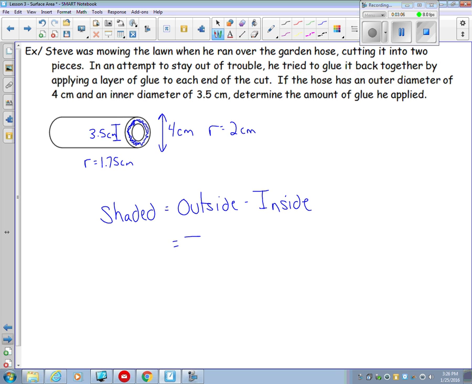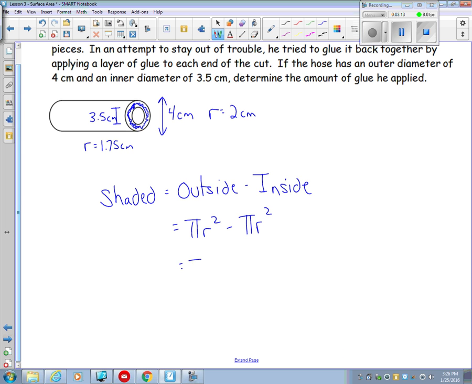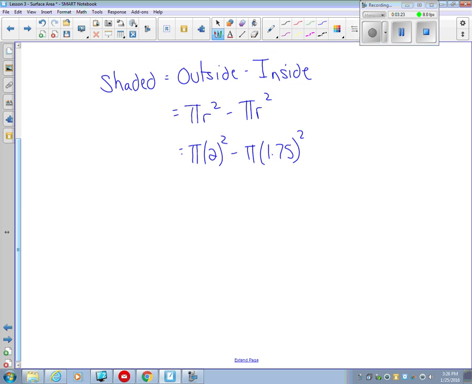Okay, the outside shape, we want the circle, pi r squared. The inside shape is a circle also. The outside shape has a radius of 2. The inside shape has a radius of 1.75. Make sure we're squaring both of those. And when I calculate this, I get for the outside circle a total of 12.57 and the inside 9.62. Subtract them, find the difference, the shaded region, if you will. I get 2.95 centimeters squared.